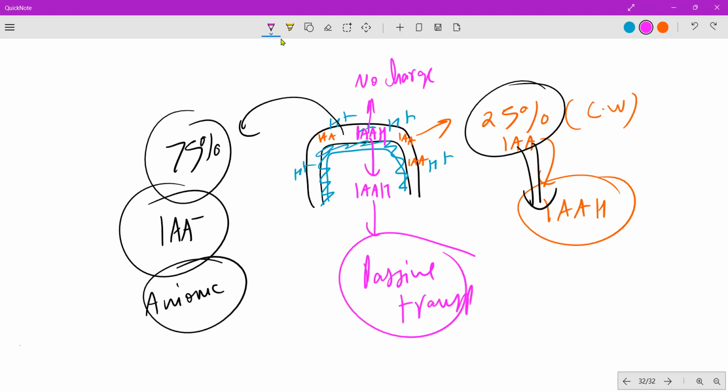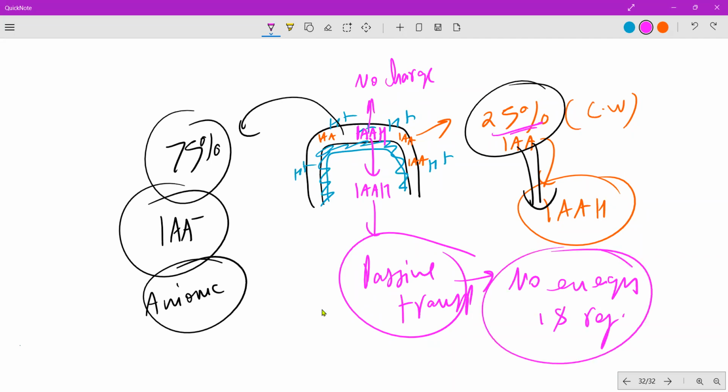Simply down the gradient. ज़्यादा बाहर है, अंदर कम है, membrane के through अंदर आ जाएगा. कोई problem ही नहीं है. क्योंकि it is a protonated form, it has no charge, it can pass through the lipid layer. So 25% indole acetic acid or 25% auxin can pass through passive transport. No energy is required.